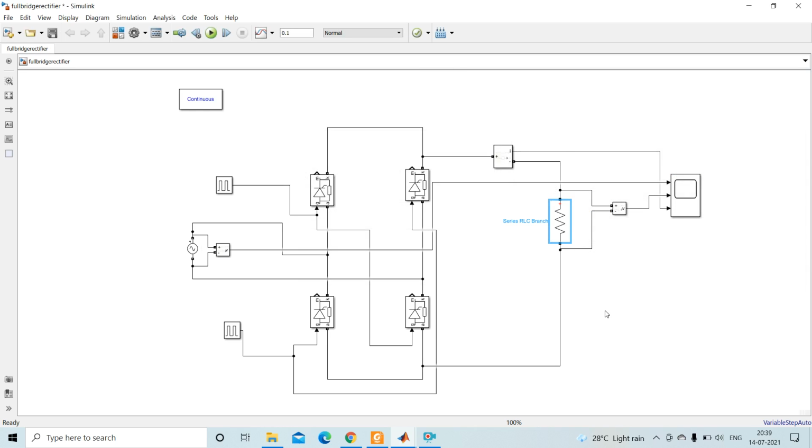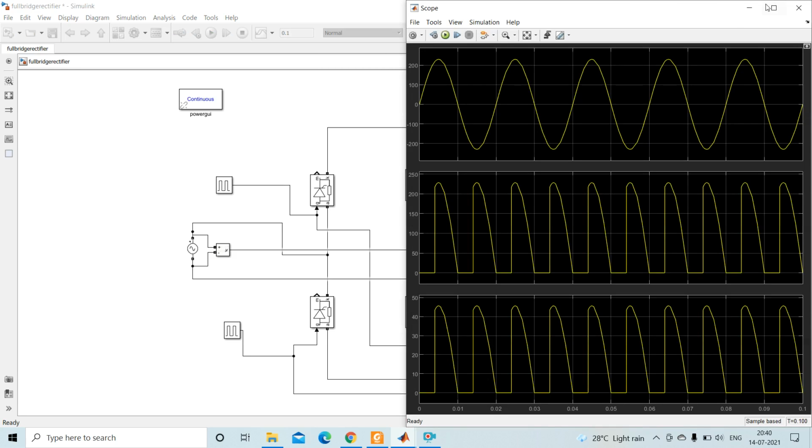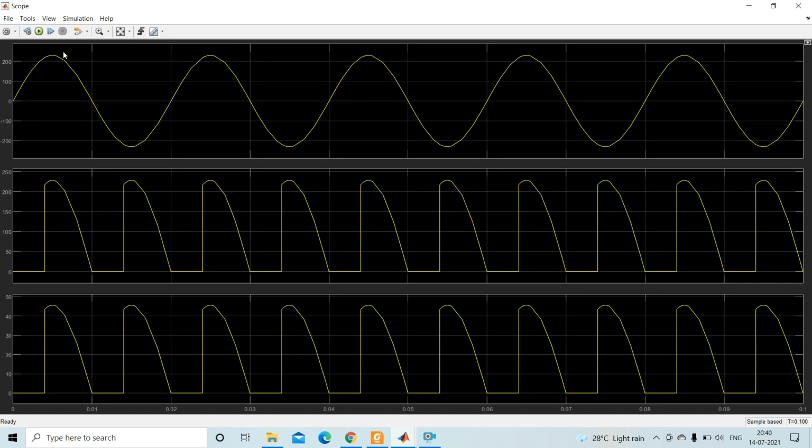Okay, so now everything is clear. This is the power we have given already. So now just click this button to run the simulation. Now it's completed. Just check the output. Double click on this scope. We found this output. This is the input voltage waveform. Its amplitude is 230 volt, and this is the output voltage waveform. This is the output current waveform.